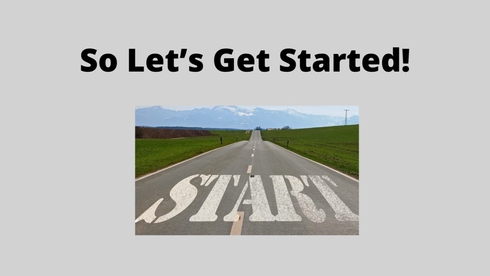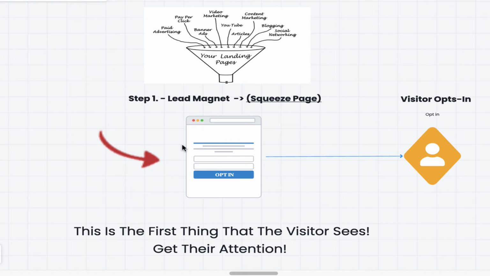So let's get started. The first thing we're going to do is build our squeeze page, which is sometimes called a landing page. Now, in short, a squeeze page is a landing page, but a more specific type of landing page. Squeeze pages are generally shorter and smaller, containing little to no images and very minimal text. The general purpose of a squeeze page is to collect the user's name and or email address. Remember, this is the first thing that the visitor sees, so you want to get their attention.